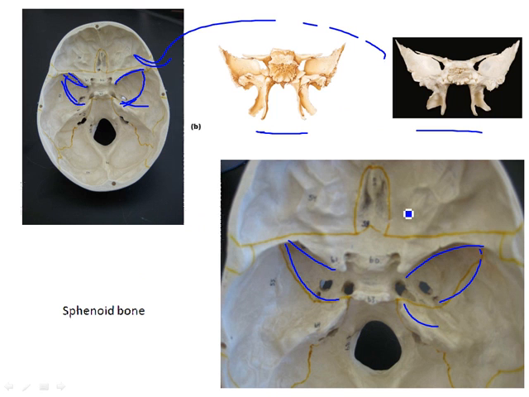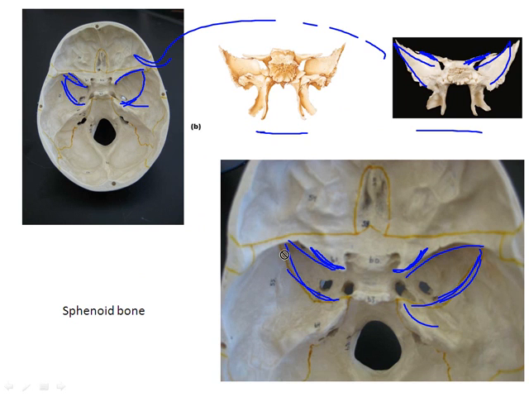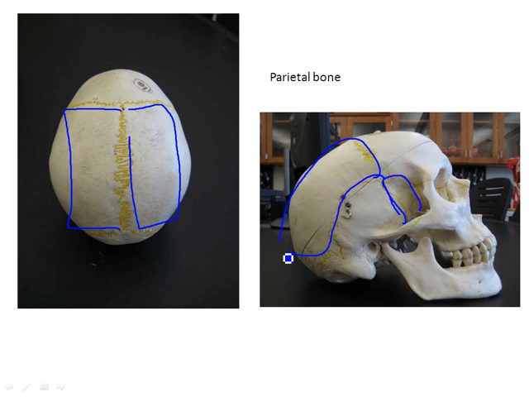We have some features about the sphenoid bone with the greater and lesser wings of the sphenoid. Think about the bat. You've got some little wings here, some little wings here. These are your lesser wings. These are your greater wings. And you can see that in the skull, these are the lesser wings here and here. And then here are your greater wings. And you can see it again. If you look back at that picture, these are your greater wings.